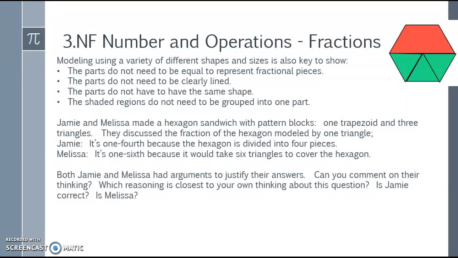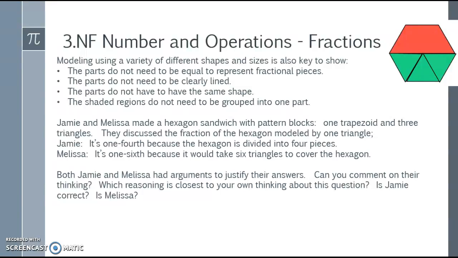They discussed the fraction of the hexagon modeled by 1 triangle. Jamie says it's 1/4 because the hexagon is divided into 4 pieces. Melissa says it's 1/6 because it would take 6 triangles to cover the hexagon. Both Jamie and Melissa had arguments to justify their answers. Can you comment on their thinking?